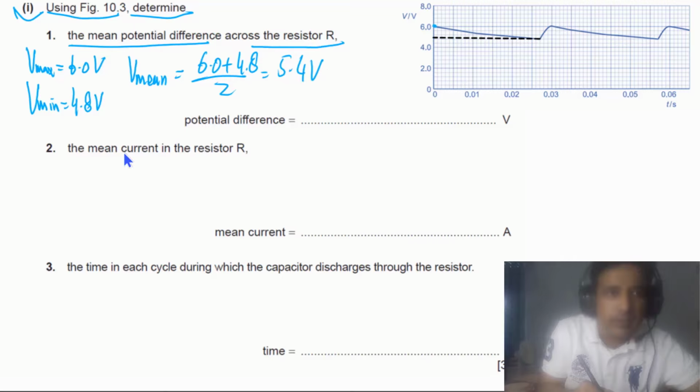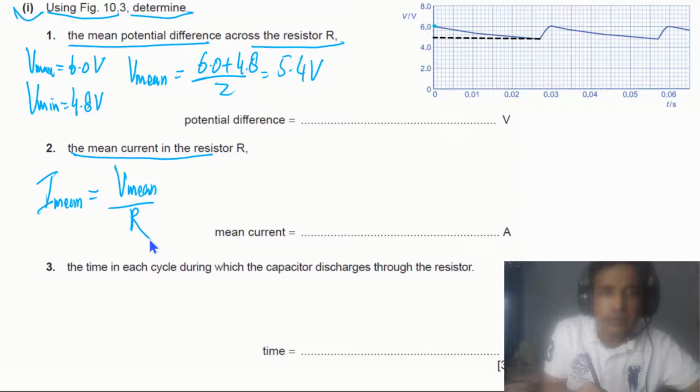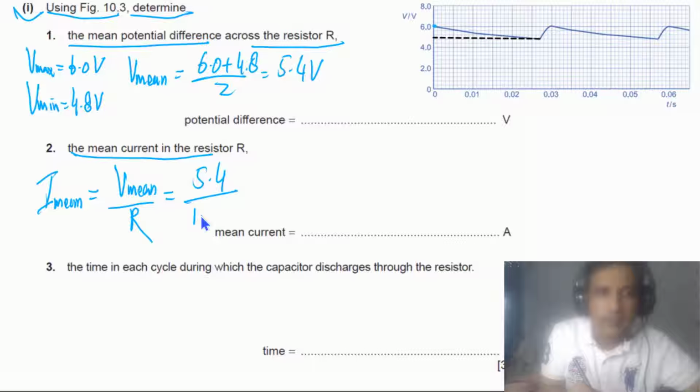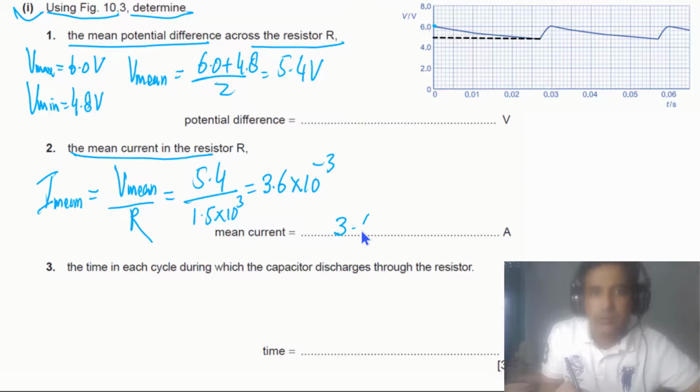For the next question, we need to calculate the mean current in the resistor. I mean is equal to V mean divided by the resistance of the resistor. V mean we have is 5.4, and the resistance is 1.5 kilo ohms, meaning 1.5 times 10 to the 3. If we solve this, we will get 3.6 times 10 to the minus 3 amps. So this is the value of the mean current.